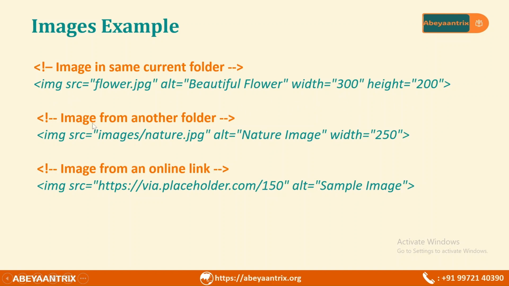The second one is an image from another folder. If we are copying the image from another folder, you are going to use images slash the image name. The images is the folder name. From where you are referring the image, that folder name you should mention, and after that you mention your image name. Okay, so this is the second way. The remaining things are the same. Next, the third part is an image from an online link. Here, instead of the image name, you directly give the link of that image.